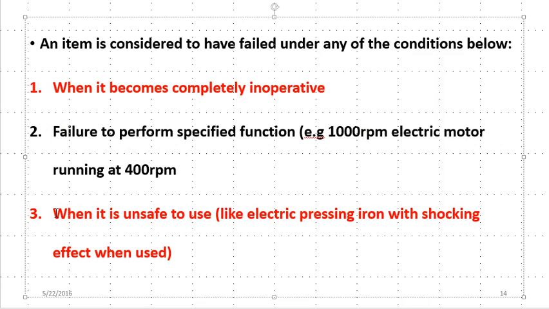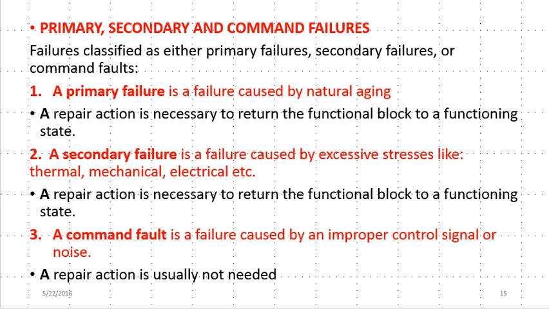And the last condition under which we say a system has failed is when it is unsafe to be used. For instance, if you have an electric pressing iron, but if you touch it, it shocks. It is very dangerous for you to use it for pressing your clothes, and therefore we say that pressing iron has failed.